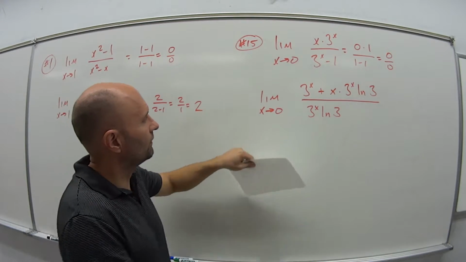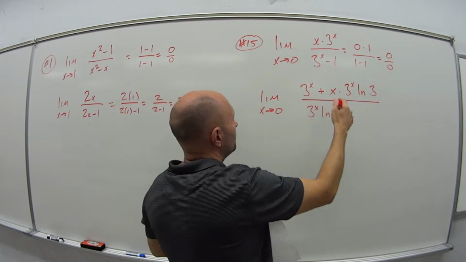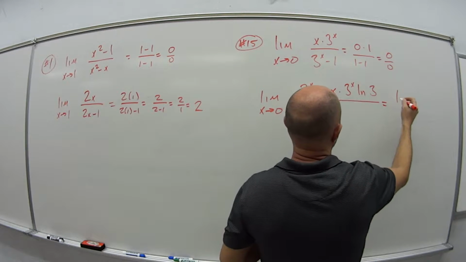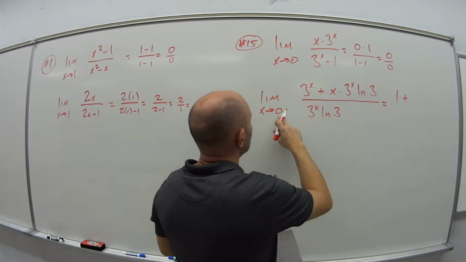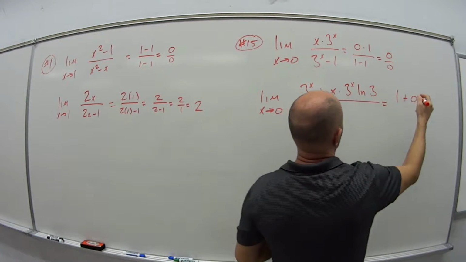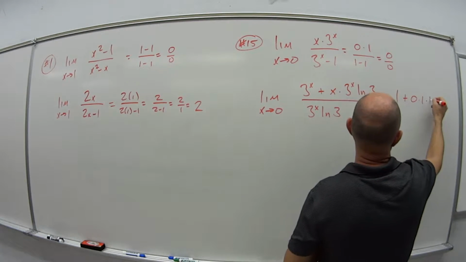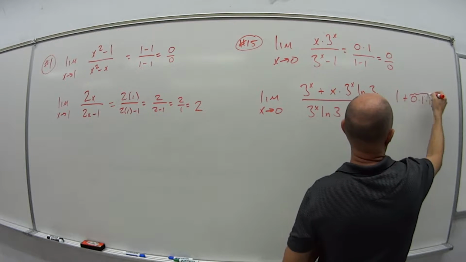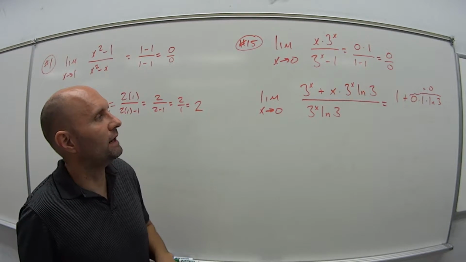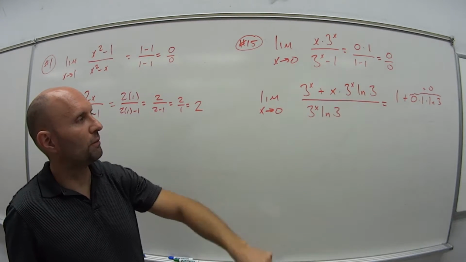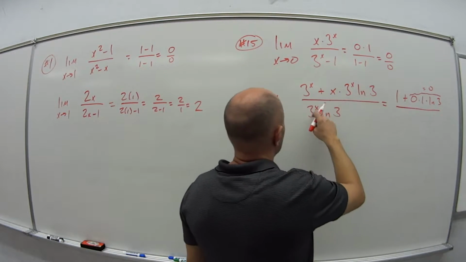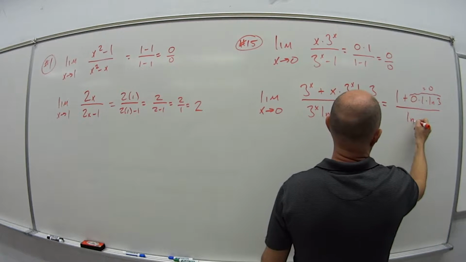So now let's go ahead and plug this in. If I plug in 0 here, 3 to the 0, anything to the 0 is 1, plus x is 0 times 3 to the 0 is 1 times natural log of 3. So this whole thing is what? This is just equal to 0. As long as I didn't have an infinity in there or something, I'm okay. It's just a bunch of numbers after 0, so that's 0. And then in the denominator, 3 to the 0 is 1 times natural log of 3.